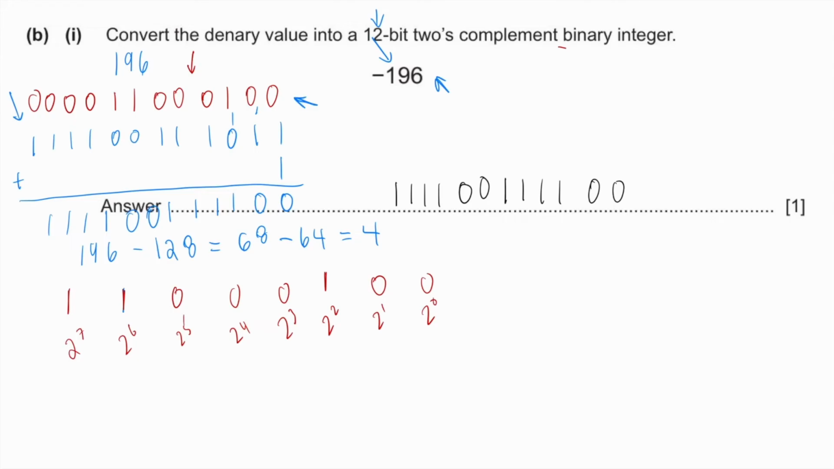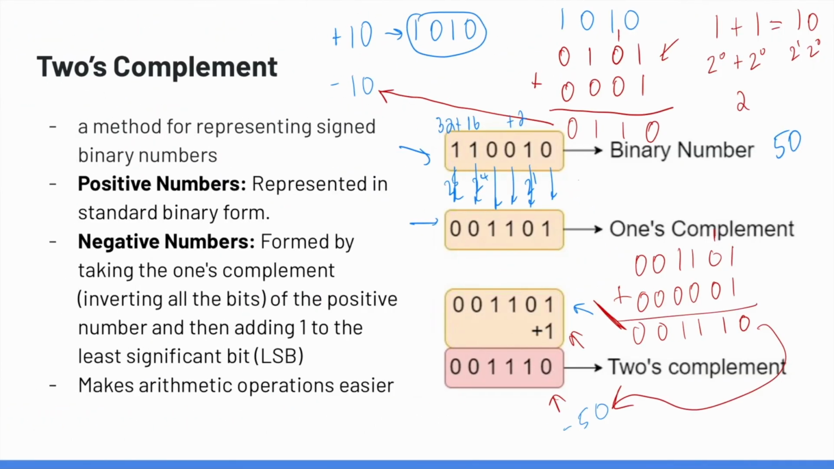Notice that our leftmost digit here is a 0. If our leftmost digit is a 0, that means we're dealing with a positive number. If our leftmost digit is a 1, as it is here and here, then that means we have a negative number. That's something I didn't mention earlier. Let's go back and see if that corresponds with our previous example.